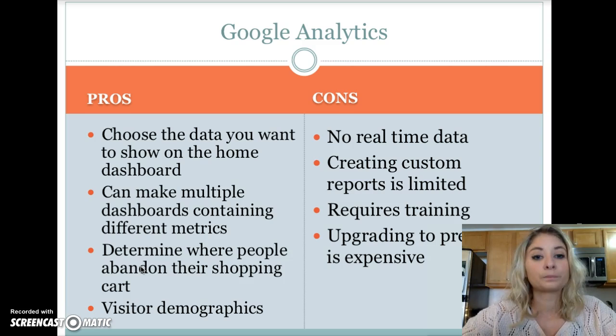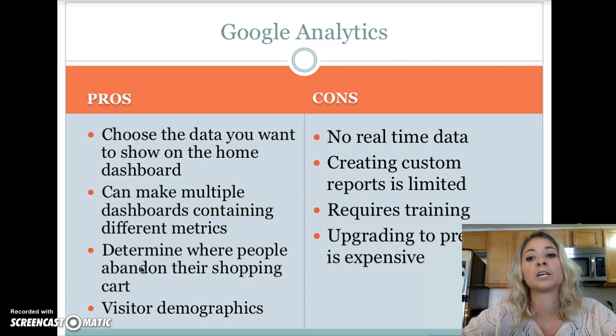So you can determine where people abandon their shopping cart. I thought this was important for Zappos because it is a site that people are shopping on. You want to see where are they leaving their shopping cart? Was there a reason? If there is, go in and fix that page if there's a specific page that it's happening on. Also, visitor demographics.